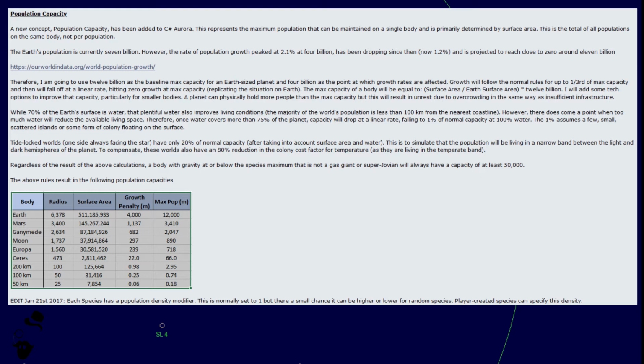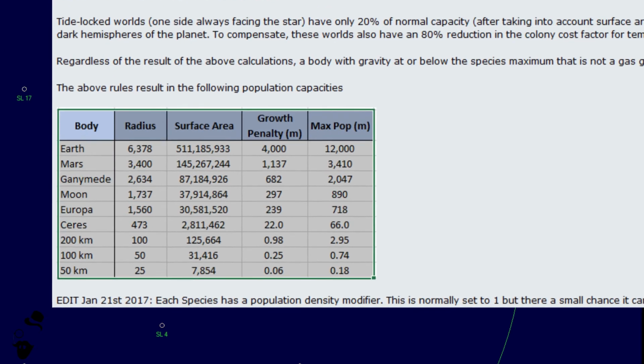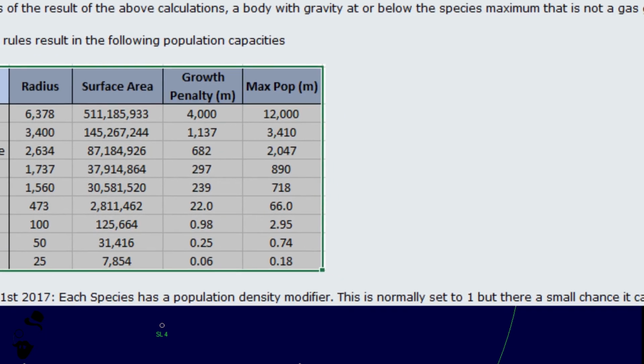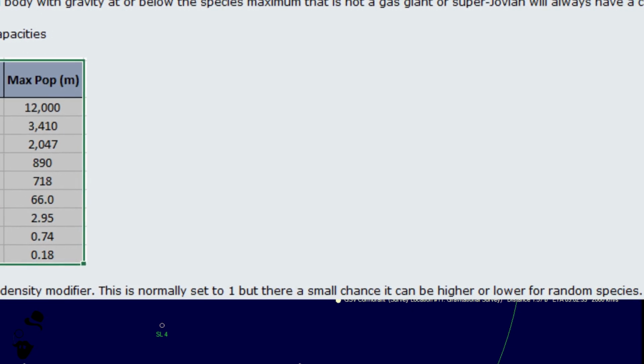The above rules result in the following population capacities, and we have here a table that you can see for yourself. There's also an edit as of January 21st. This is a couple of years ago now. Each species has a population density modifier. This is normally set to 1, but there is a small chance it can be set higher or lower for random species.